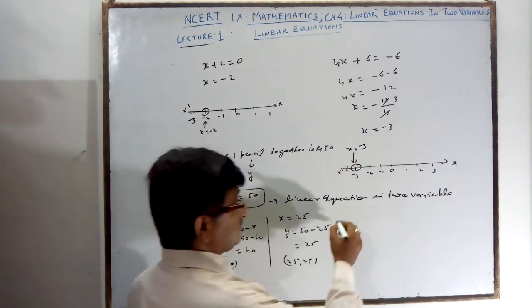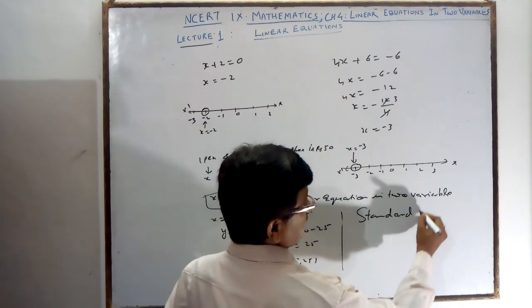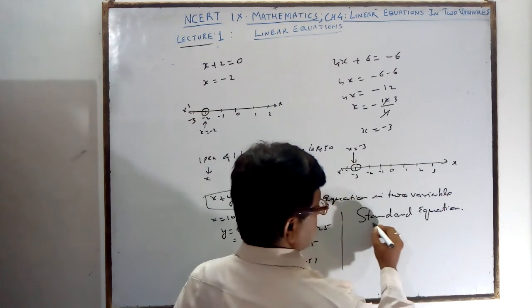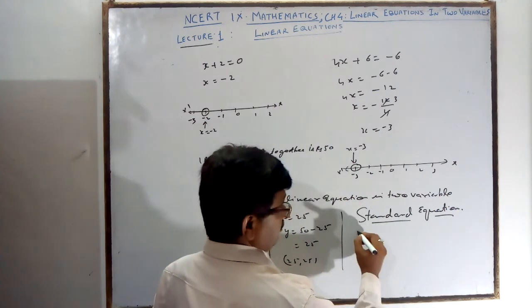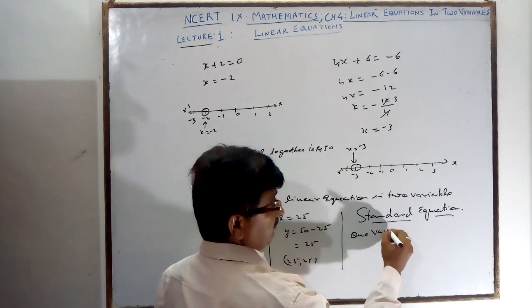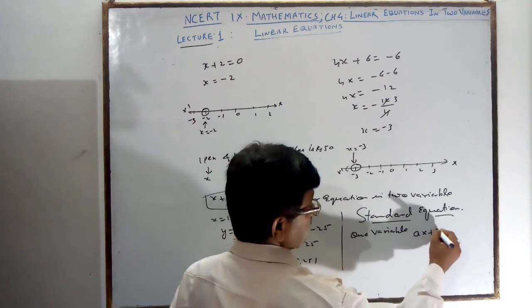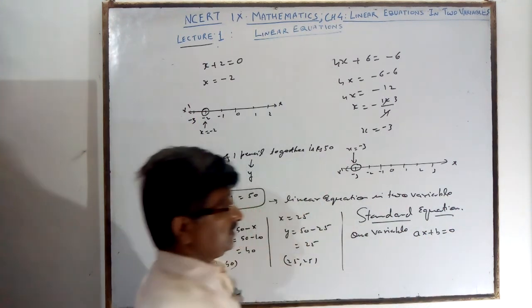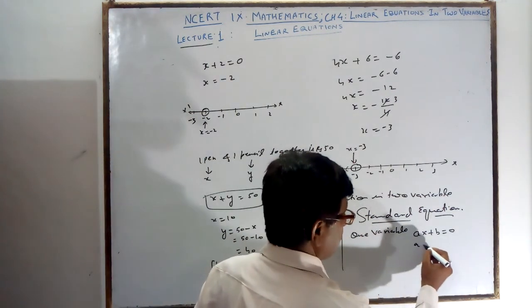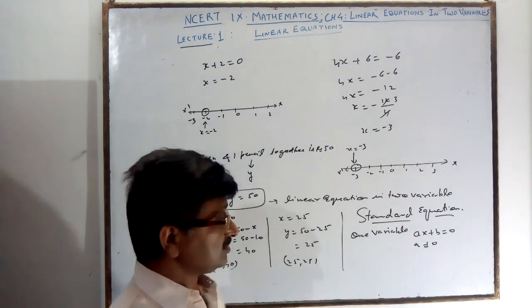But what is the standard form? What is the standard equation of a linear equation in two variables? One variable and two variables. One variable you know. The standard form of one variable is ax plus b is equal to 0, where a is not equal to 0. If a is 0, then it is a constant.